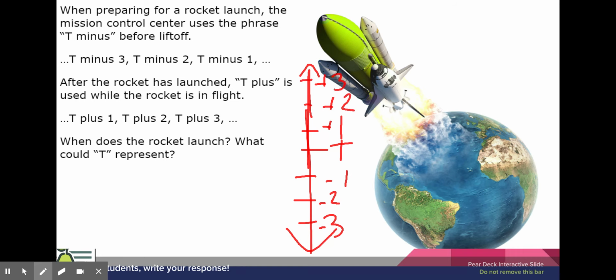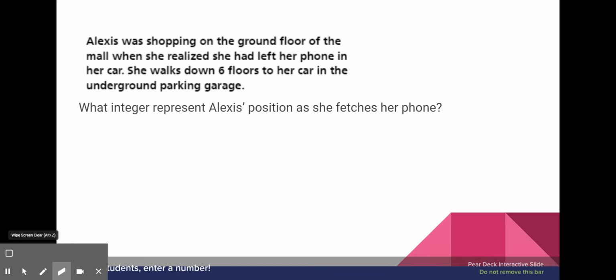Okay. Alexis was shopping on the ground floor of the mall when she realized she had left her phone in her car. She walks down 6 floors to her car in the underground parking garage. What integer represents Alexis's position as she fetches her phone? Again, Edpuzzle question.